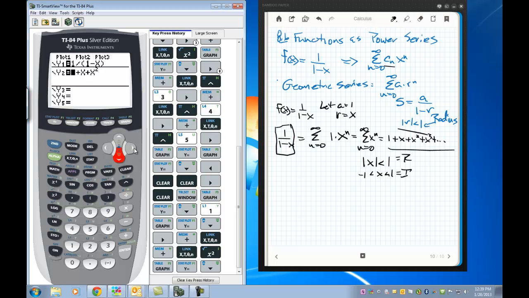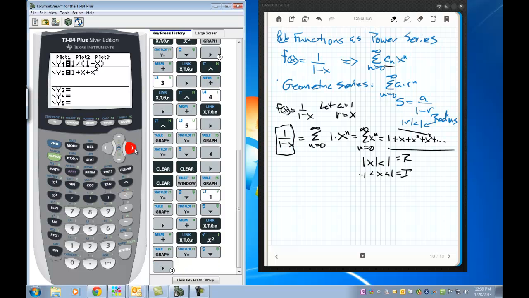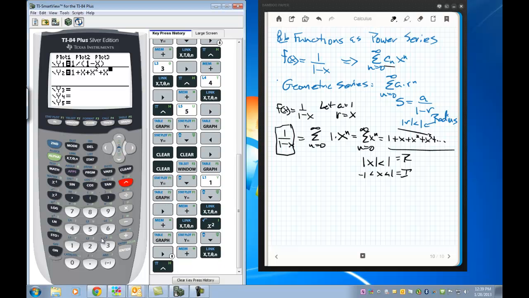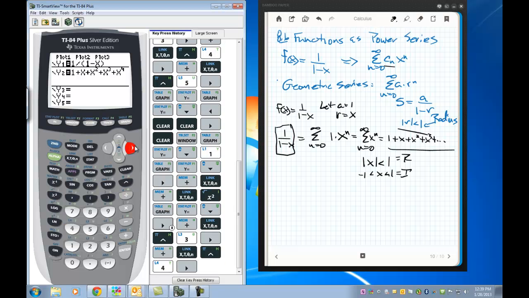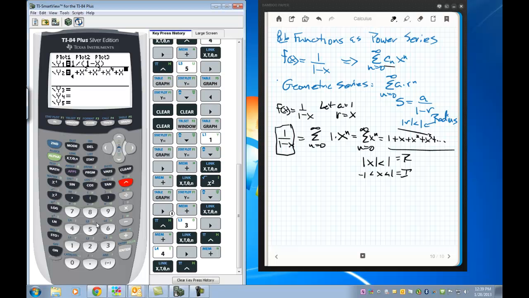Let's throw a few more terms in there. I'll go out to like x to the 5th or 6th, depending on how ambitious I'm feeling. Plus x cubed plus x to the 4th. We'll go out to the 5th because this is going to drive me nuts. Plus x to the fifth. And we'll see what happens.